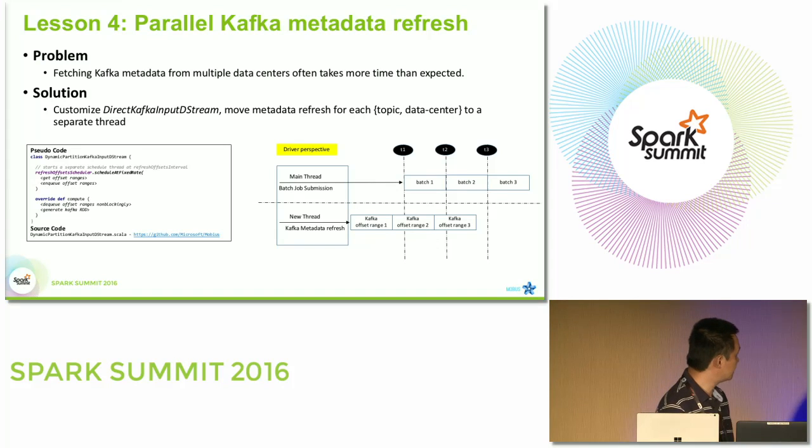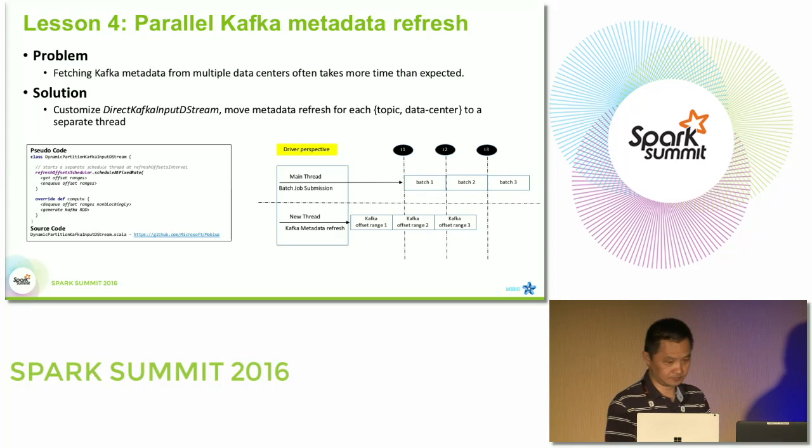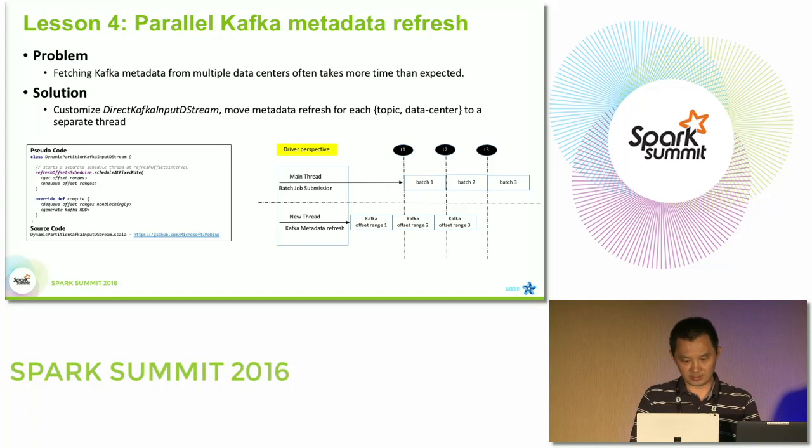Fetching Kafka metadata from multiple data centers often takes more time than expected. This is again probably triggered by the full-scale input data. In our application, the input stream is a union of a couple of Kafka streams created on a per topic, per Kafka cluster basis. It turns out that Kafka metadata of all topics from all clusters is fetched sequentially, one stream after another. This can take minutes to complete.